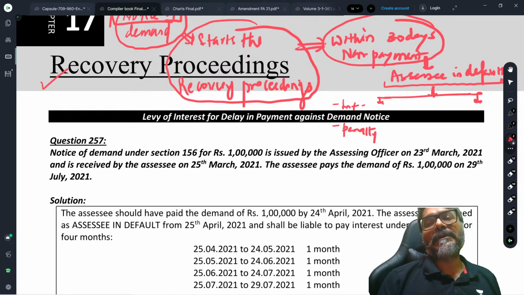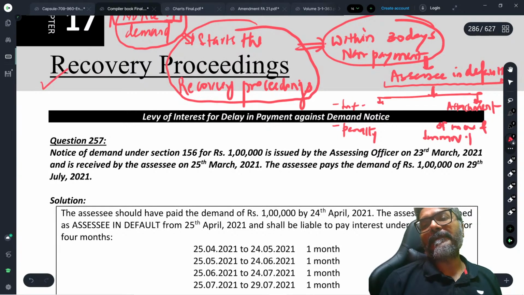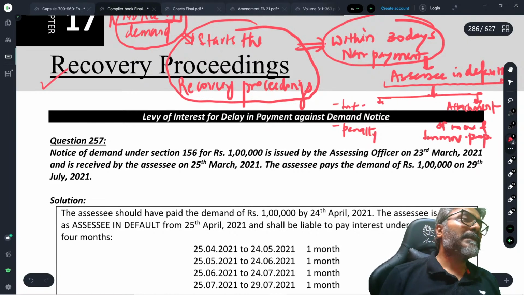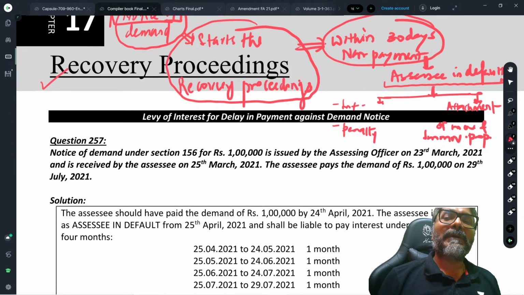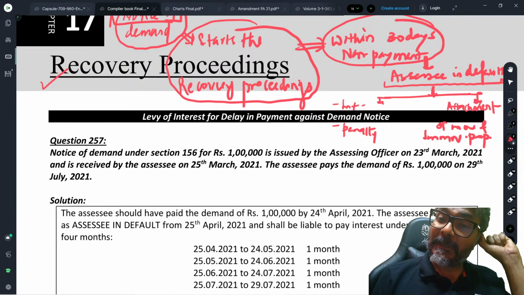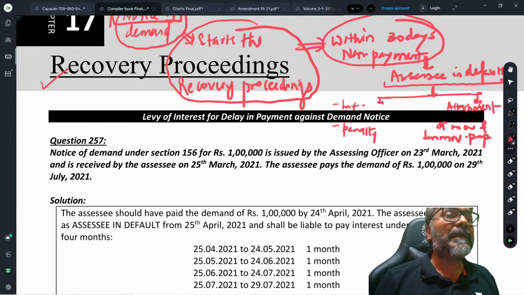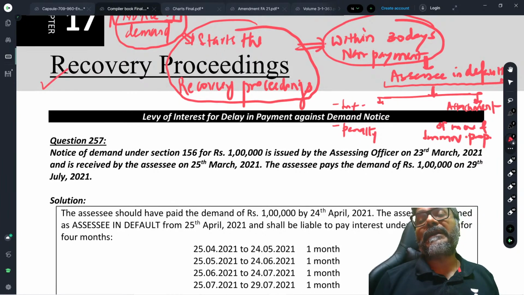Apart from that, students, the other important consequence is attachment of. Attachment of what, students? Attachment of the movable and immovable property. These are the important consequences on the recovery side. Whenever you turn into an assessee in default, there are financial consequences like interest and penalty, but more importantly, students, the attachment of movable and immovable property takes place.